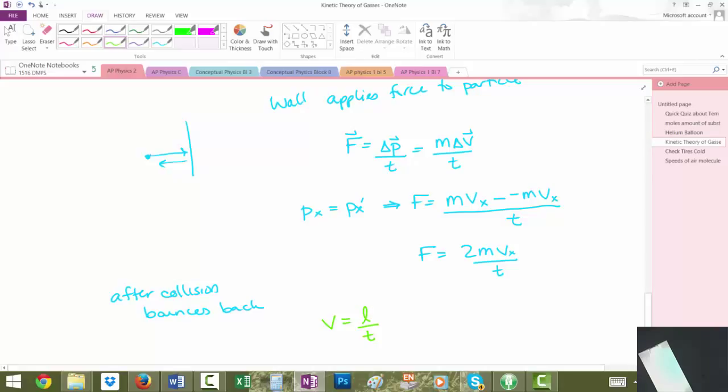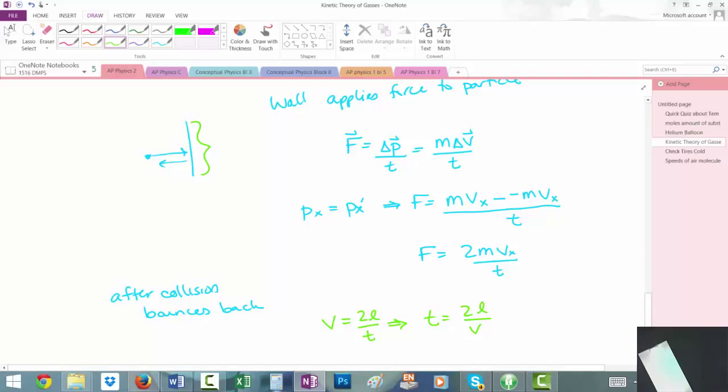Velocity is like the length per time, but if I want to just know the pressure on one wall, how far does that particle actually travel between two successive collisions on one wall? 2 L's. So I'm actually going to make that a 2L. And I'm going to solve that for T. So I've got 2L over V. That's how long it's going to take between successive collisions.